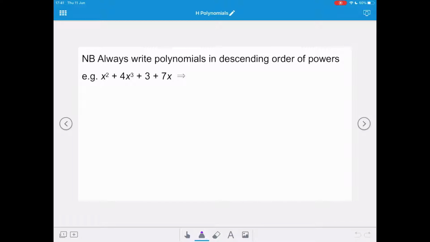So, when we're writing polynomials, we always need to write them in descending order of powers. So the example here, we've got x squared plus 4x cubed plus 3 plus 7x. And the first thing we need to do is identify which has the highest power, and that would be the 4x cubed. Then we're going to add on the x squared because it has the next highest power, and then plus the 7x, and finally our constant term of 3, because that is the same as x to the power of 0.